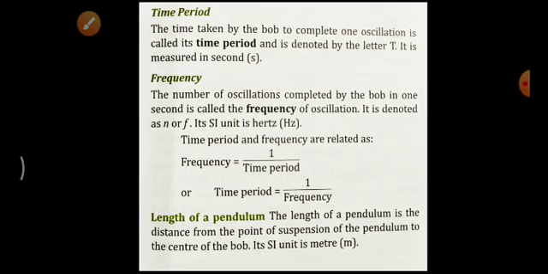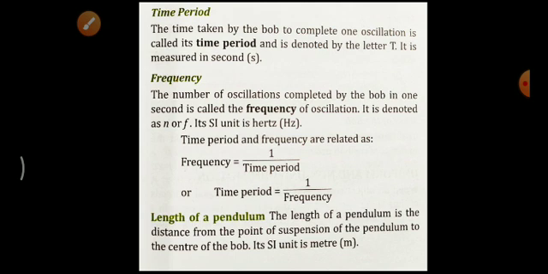Okay, then time period. Yes, while we were discussing the second pendulum, I said we will learn about the time period also. So let us learn about time period, frequency and length of a pendulum also. So time period: the time taken by the bob to complete one oscillation is called its time period.